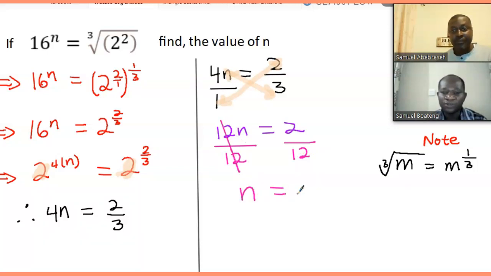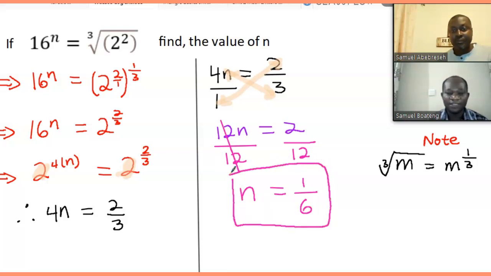And 2 will go into 12 6 times, which will go into 1. 2 will go into 1, 2, 1, and then 12 6 times. So our answer is n is equal to 1 on 6.